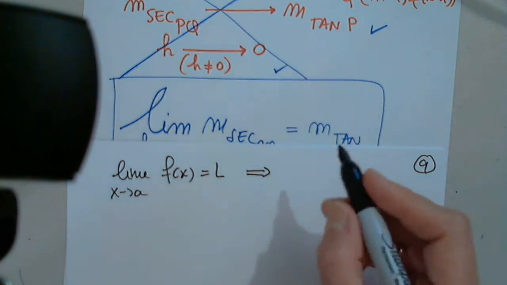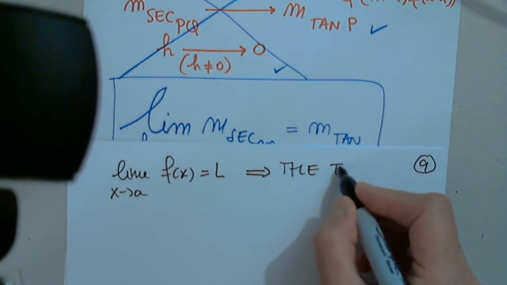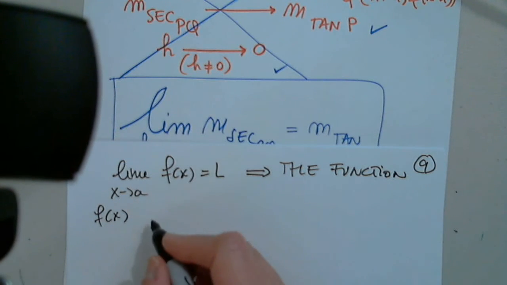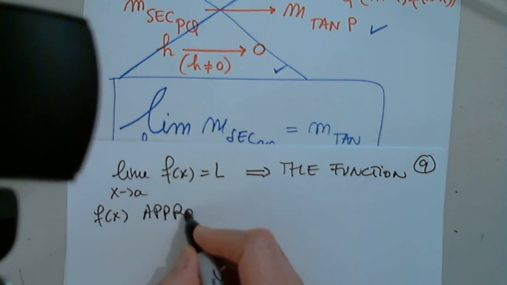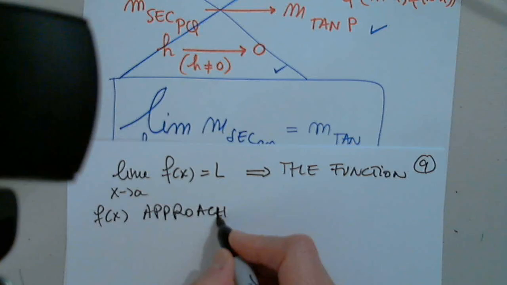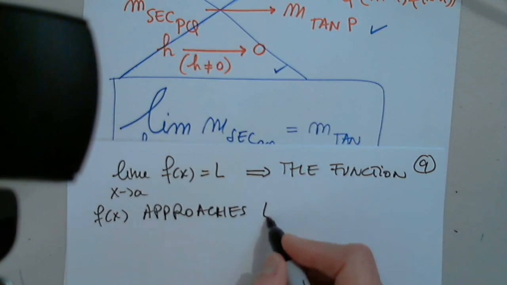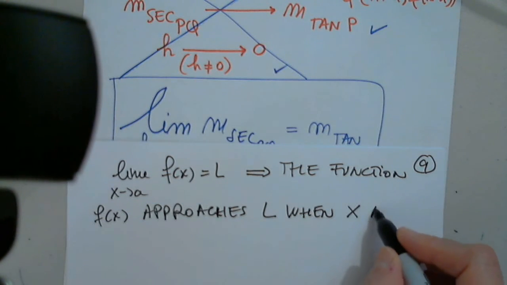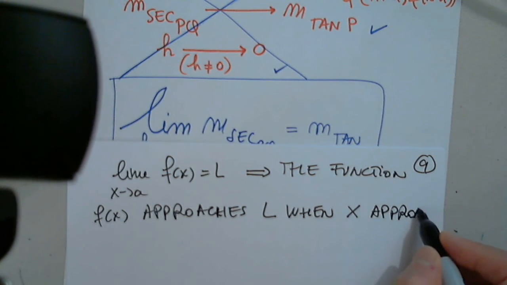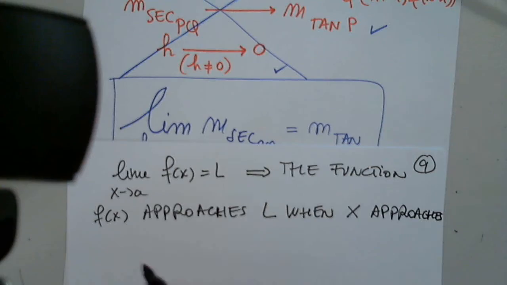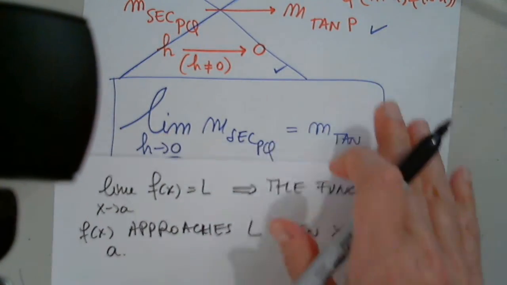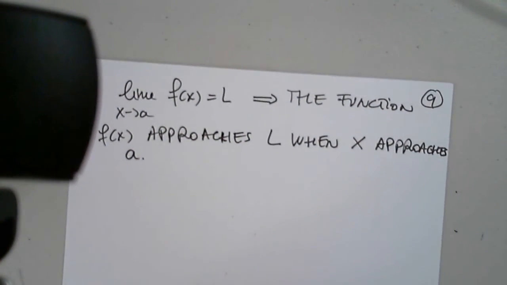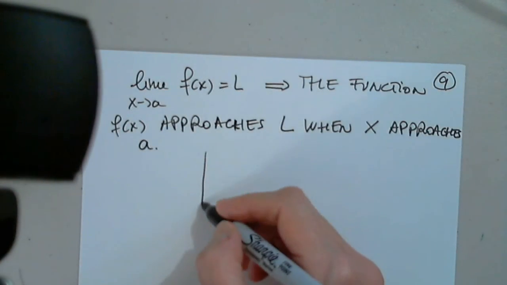This means the function f of x approaches L when x approaches a. Here's a graph of something like that. Here's the scenario, illustrated with a graph.